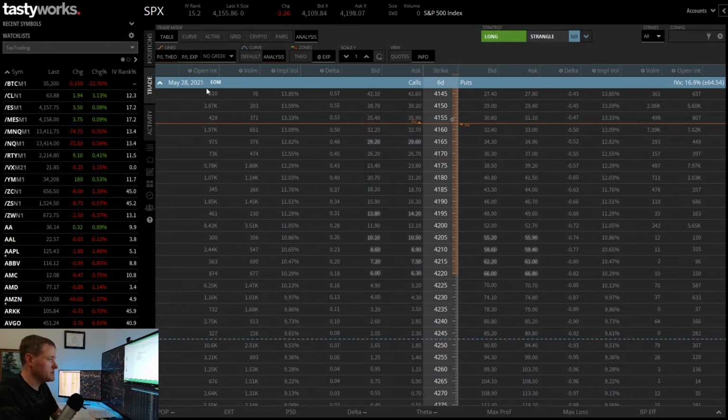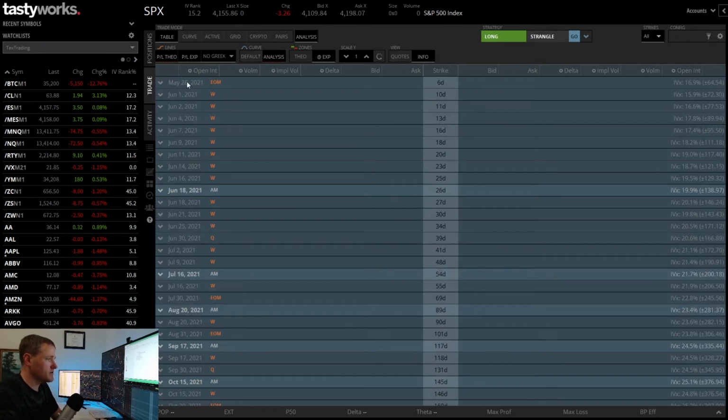So that is your two different trades in terms of vertical spreads and how you can set those up in Tastyworks. Now we're going to jump into the different types of strategies that you can use and understand how they are essentially built from a combination of vertical spreads.